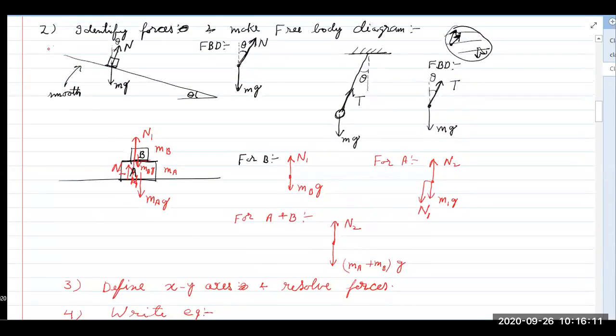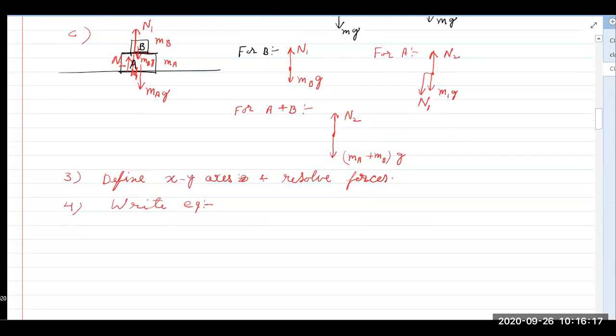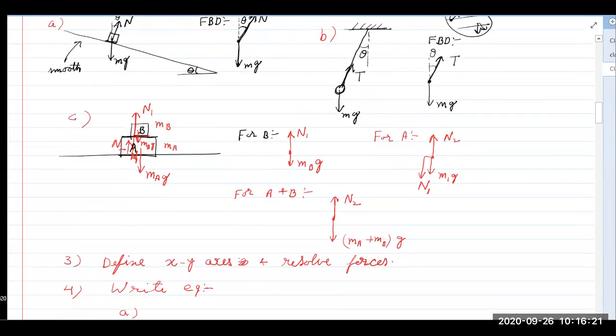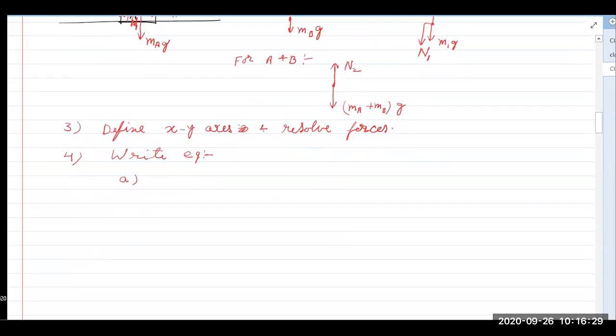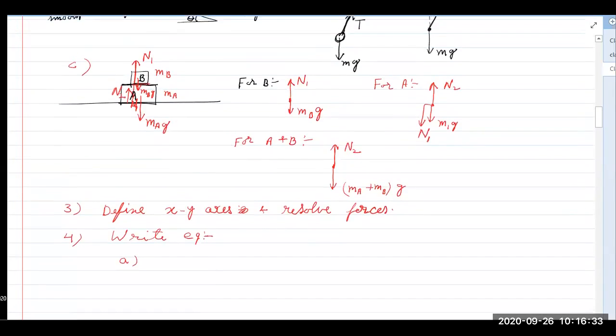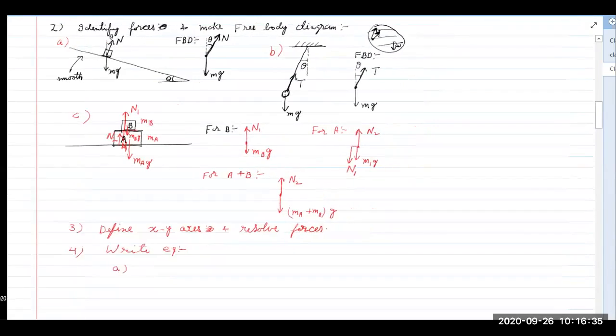Suppose we have taken these 3 examples. This is A, this is B, and this is C. So I will write for A. For A, what should be the axis? Taking the axis is up to us. It is completely up to us how we take the axis. We can take any axis, but we should take it in such a way that the solving process is easier.